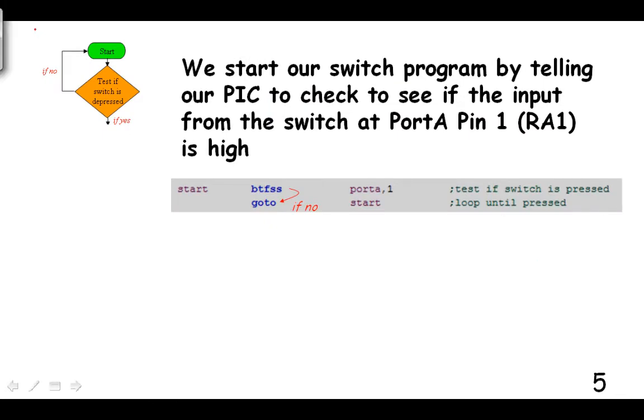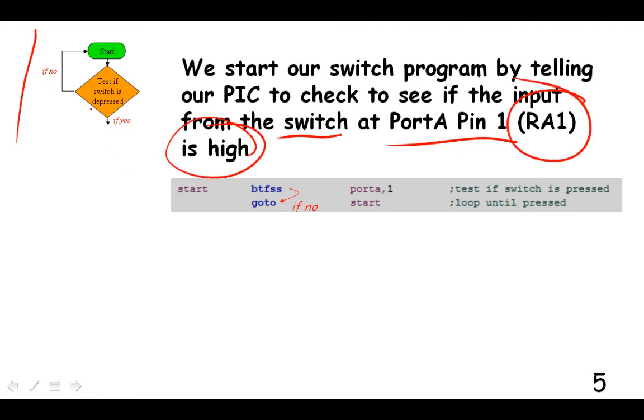Okay, so here's the flow chart over here, and let's just march through the flow chart and see how this program operates. We'll start our switch program by telling the PIC to check the input from the switch. We're going to have a switch on this PIC, and it's going to look for the switch's state on port A pin 1, which is RA1, and as soon as that goes high, then it'll know that we've depressed the switch. So this is an if statement. It'll test if the switch is pressed.